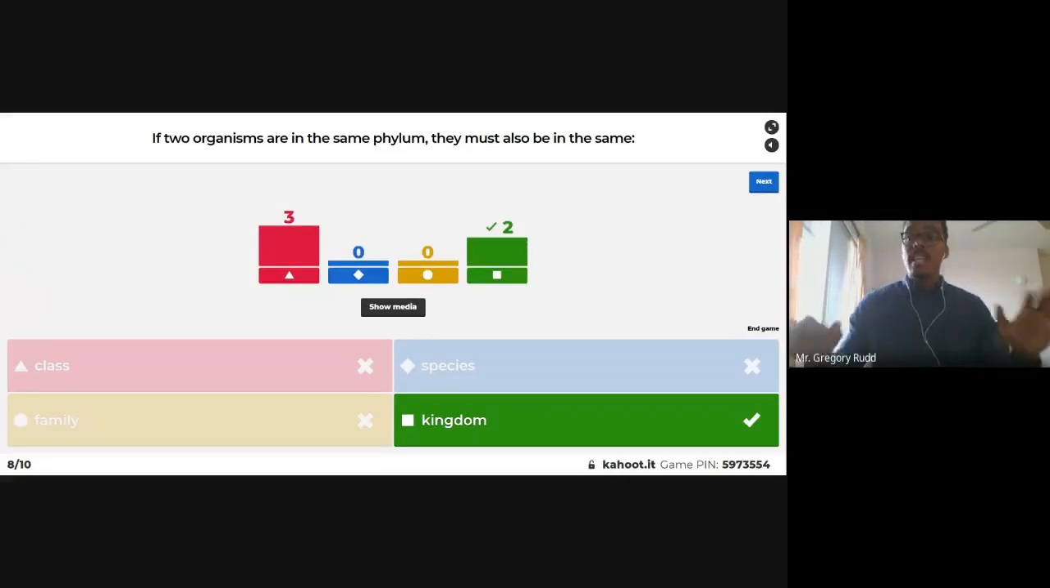Good. So in this case, we've got to keep in mind, we're moving from general to specific, more and more specific as we move down the hierarchy. So if we're saying that an organism is in the same phylum, that doesn't necessarily mean that it has to be in the same class or in the same order or in the same genus or family or species. But it does mean that they have to be in the same domain, and they also have to be in the same kingdom. So let's take a look at this, just so we know what we're talking about.